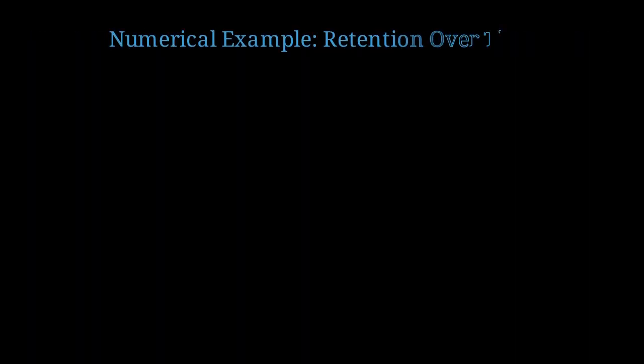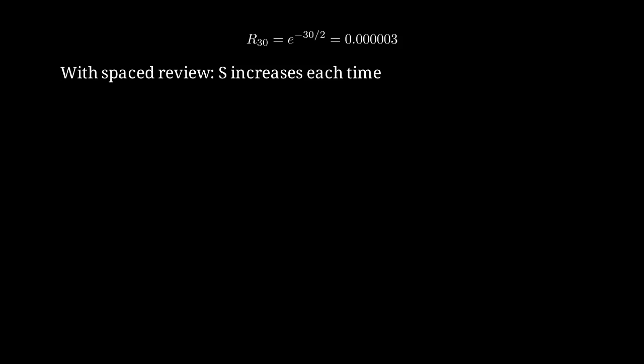Let's calculate actual retention probabilities with and without spaced repetition. Without review, typical memory strength is about 2 days for new material. After 30 days without review, retention drops to essentially 0. You've forgotten almost everything. With spaced repetition, memory strength grows after each review.